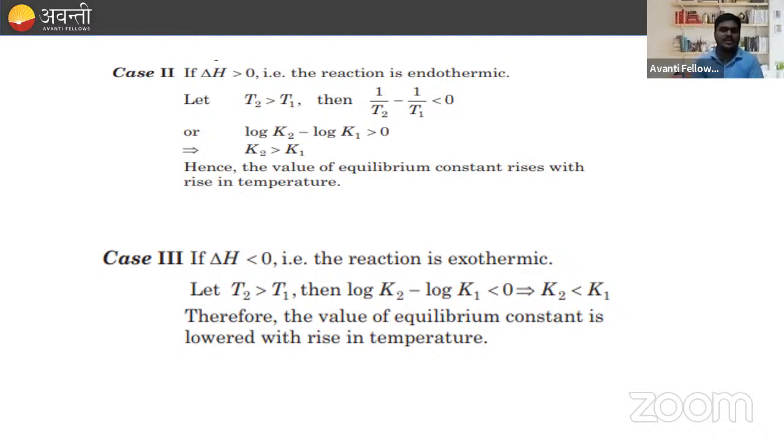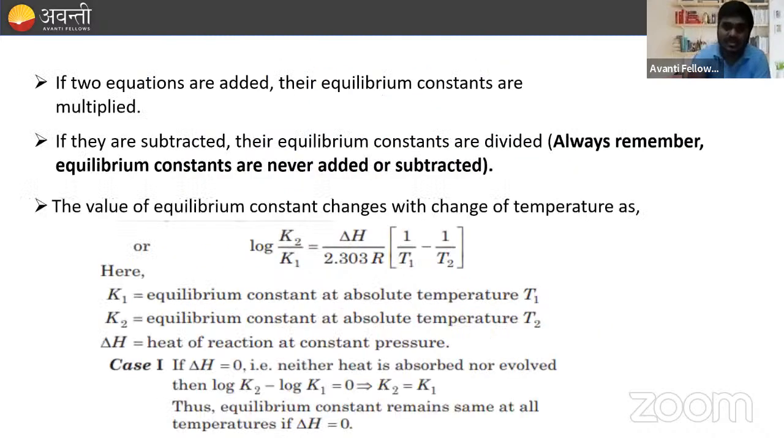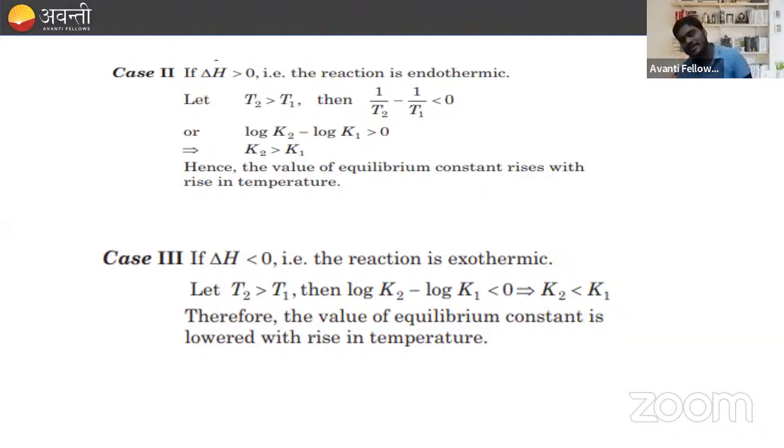Case 3, if delta H is less than 0, the reaction is exothermic. Let T2 be greater than T1, then log K2 minus log K1 is less than 0, or we say K1 is greater than K2. Therefore, the value of the equilibrium constant is lowered with rise in temperature. So just remember these three cases: delta H is 0, delta H is greater than 0, and delta H is less than 0.